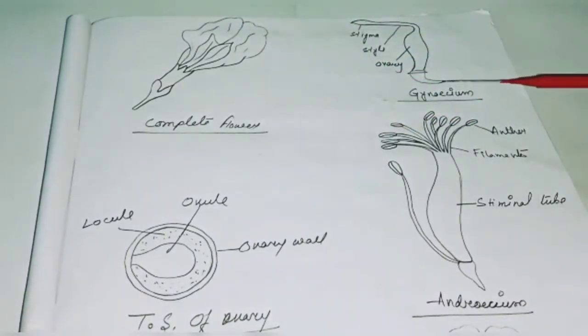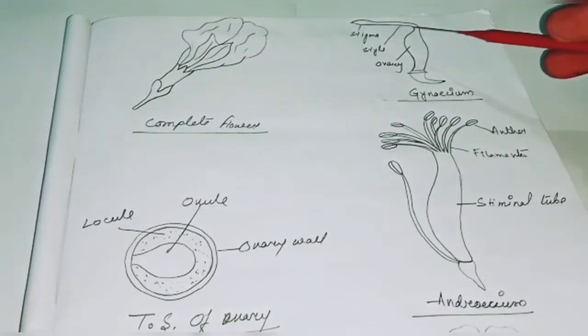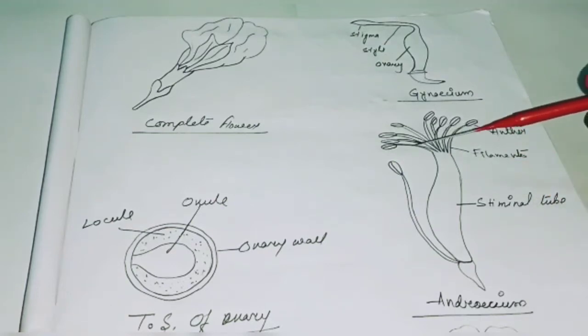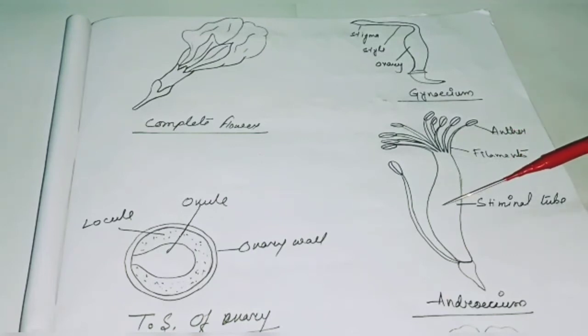This is the gynoecium. You can see the stigma is flat, the style is slightly curved. This is the ovary. Now, this is the androecium. You can see the 9 are united: 1, 2, 3, 4, 5, 6, 7, 8, 9. 9 are united and 1 is free from it. This is the anther, which is bilobed, this is a filament, and this is the staminal tube. It is the androecium.